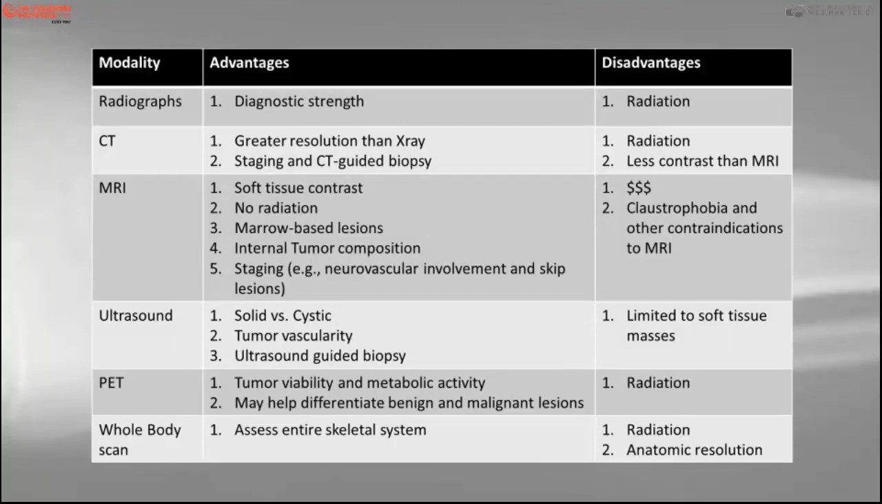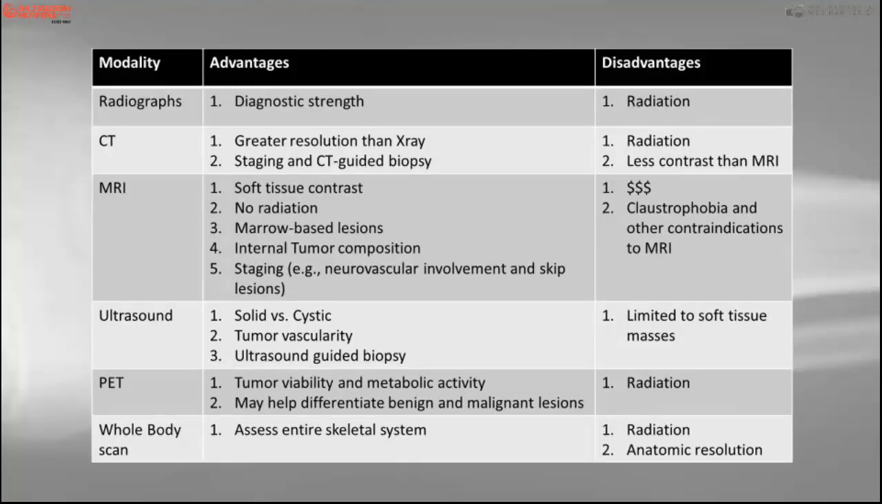We can even see the marrow-based lesions, the internal tumor composition, and we can also stage the tumor by seeing neurovascular involvement or skip lesions. The other non-invasive investigation we use is an ultrasound, although it has limited use. We can differentiate between a solid and a cystic tumor. It can tell about the vascularity of the tumor, and we can also do the ultrasound guided biopsy.